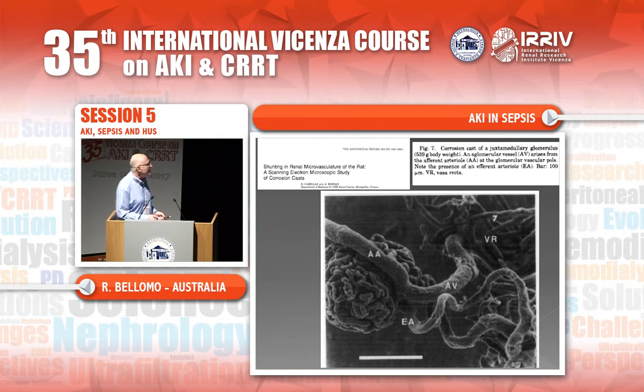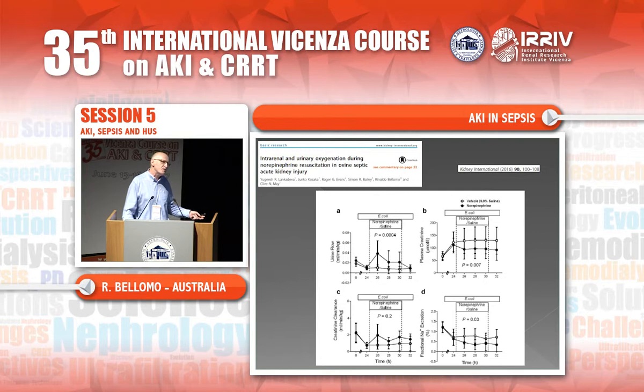If this is true in man, and there is no data that it is true or untrue, then we have a pathway for shunting. And you wouldn't be that surprised, because shunting happens everywhere during sepsis. It would be extraordinary if the kidney was the only organ where it doesn't happen.